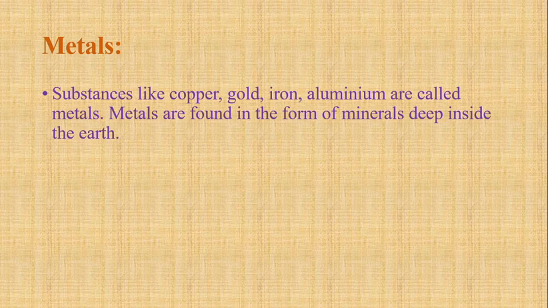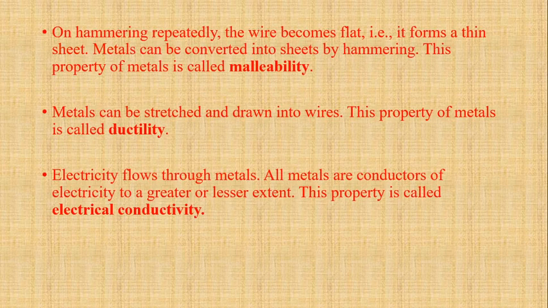What exactly are metals? Substances like copper, gold, iron, aluminium are called metals. Metals are found in the form of minerals deep inside the earth. Few properties of metals: malleability, ductility, electrical conductivity are different types of properties of a metal. Let's discuss them. On hammering repeatedly, the wire becomes flat. It forms a thin sheet. Metal can be converted into sheets by hammering. This property of metal is called as a malleability.